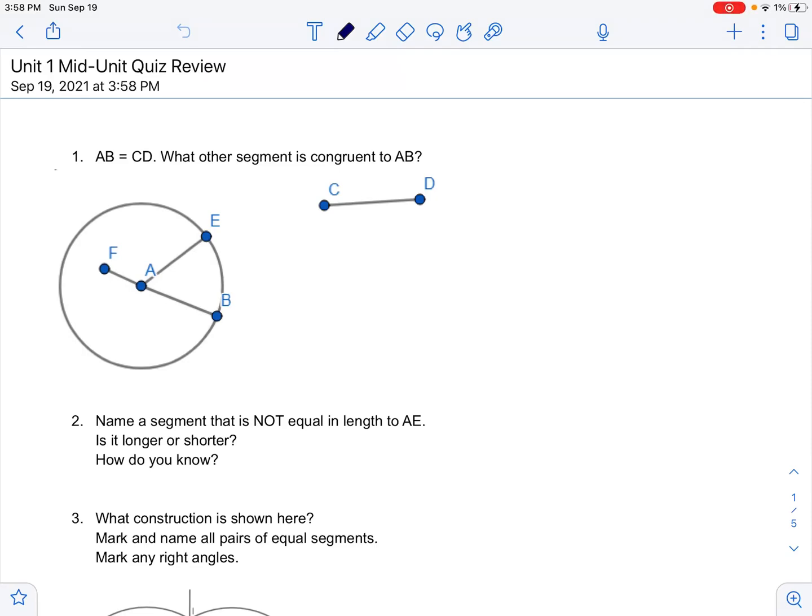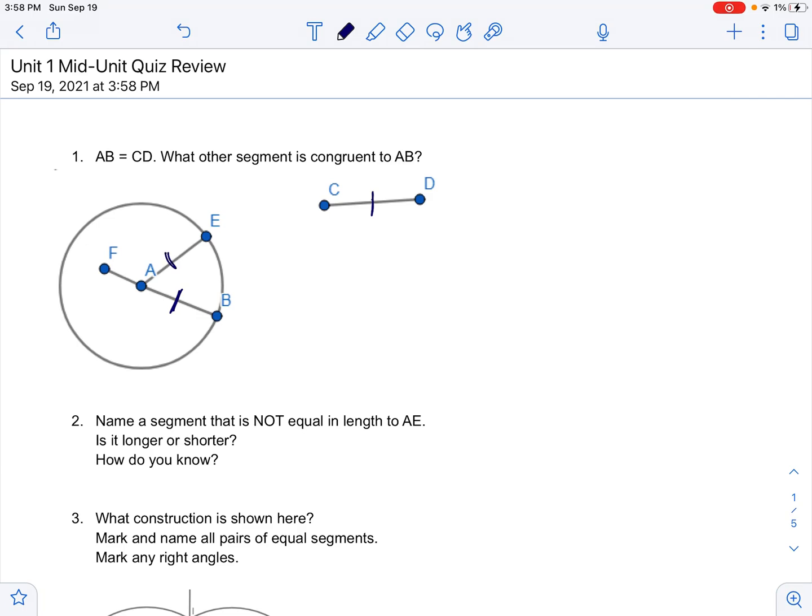Let's go through the Unit 1 mid-unit quiz review. Question 1. AB is equal to CD. I'm going to mark that. There's segment AB, there's segment CD. What other segment is congruent to AB?